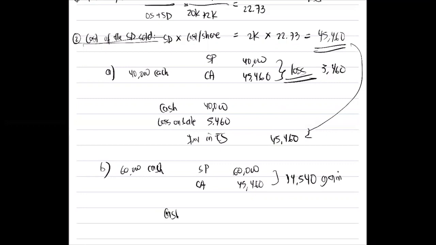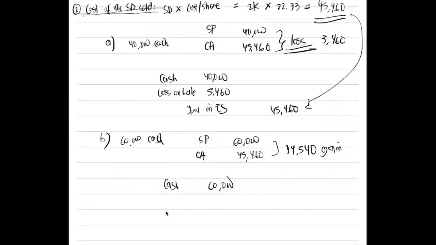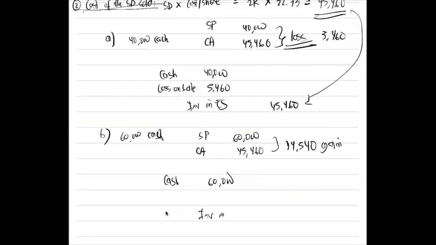We again record the cash to be received, 60,000. We remove the investment in equity securities relating to the stock dividend sold. That is equal to 45,460. And the difference of 14,540 will be recognized as a gain on sale.